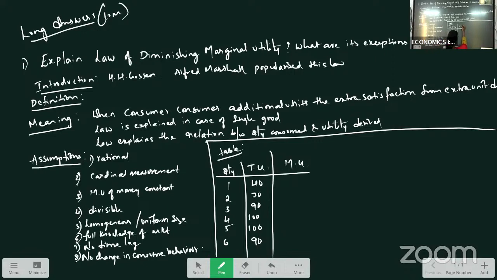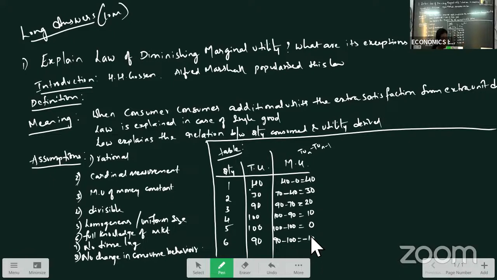How do we calculate marginal utility? TUn minus TUn minus 1. Means the first one is 40 and previous we don't have, so marginal utility is 40. Next we have 70 minus 40 is equal to 30. Next 90 minus 70, we have 20. 100 minus 90, 10. See, TUn minus TUn minus 1, n minus 1 means previous one. Then 100 minus 100, 0. 90 minus 100, minus 10. So these are the marginal utilities we got.